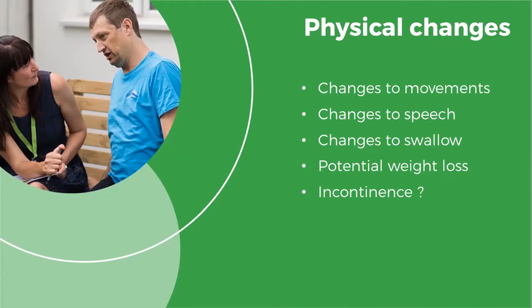So then we think about changes to speech. That often starts with a slight slurring of words or a struggle to manage the volume of speech. And over time, speech gets more difficult, and it's really important to focus on communication strategies and how we manage our communication to make life as easy as possible for the person with Huntington's disease.